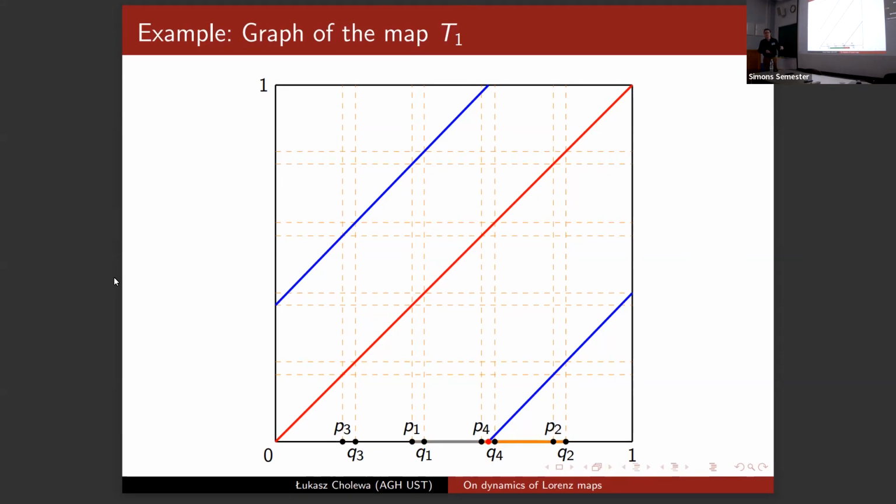And where does it start? It starts at the critical point, or it starts at? Because it's hard to see from here. Oh, yeah, it is P4, Q2. So after the third iteration, it contains the critical point, but it's okay. Then the map has only one critical point.